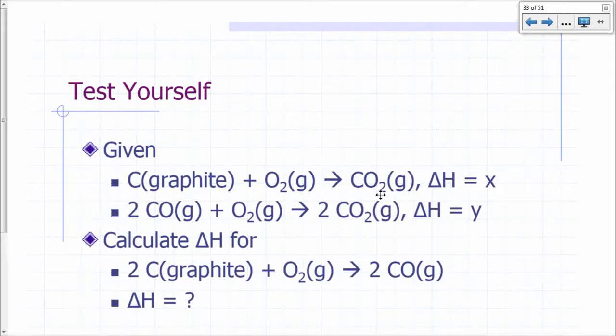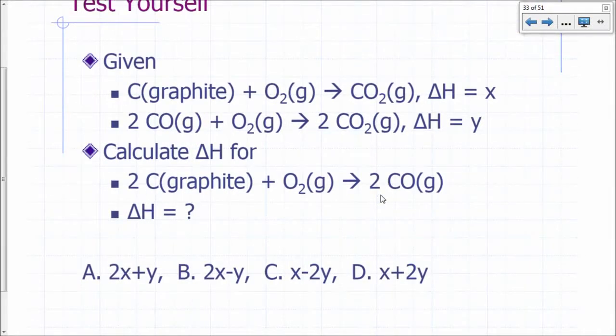Let's look at some real reactions, okay? Let's say you have the reaction of graphite with oxygen gives you CO2 gas. You can measure that in a bomb calorimeter. This is a combustion reaction. Remember, combustion reactions are reactions with oxygen that give you the oxides, right? So the oxide of carbon is CO2. That's an easy reaction to do in the lab. You can do that with bomb calorimetry. So let's say you determine that to be X.